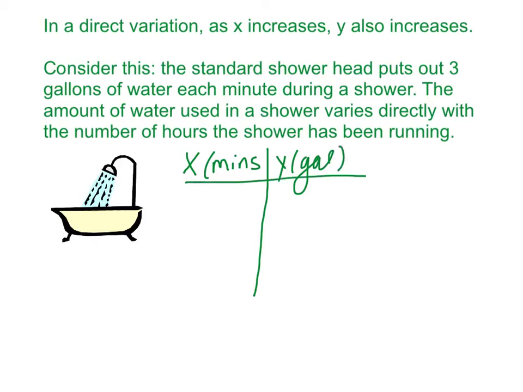All right, and let's think about this from a step-by-step perspective here. How about no minutes at all? You don't use any water. A 1 minute shower, 3 gallons of water. Now let's be realistic here. The minimum amount of time that you're spending in there is probably 5 minutes. And that would be 15 gallons.